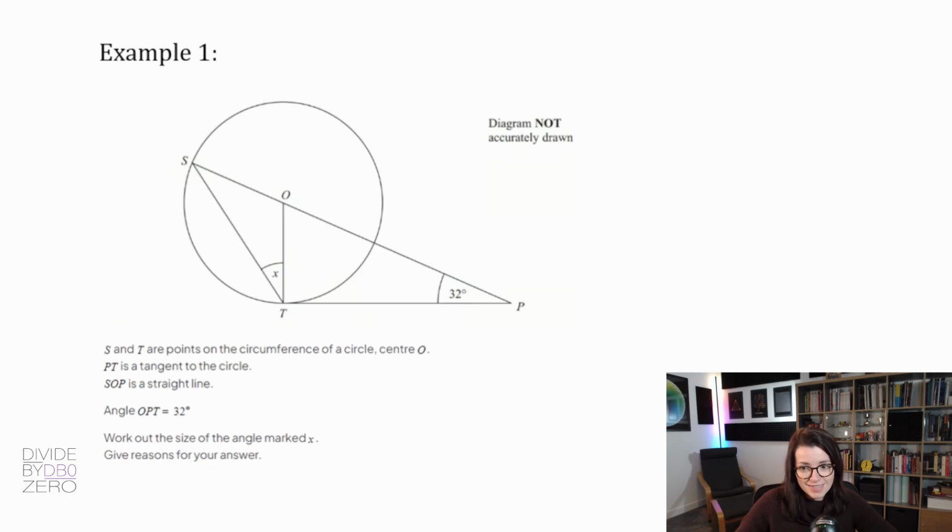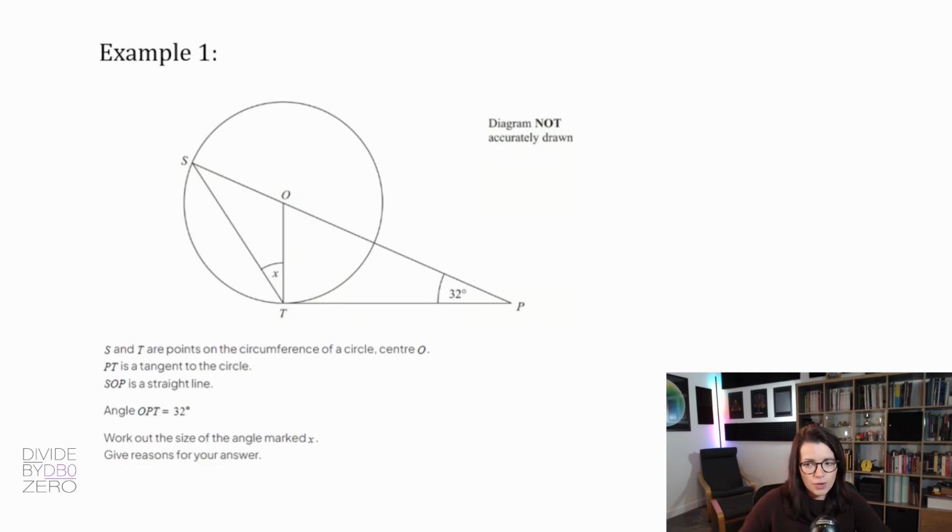Example 1. S and T are points on the circumference of a circle, centered O. PT is a tangent to the circle, and SOP is a straight line. We're told that angle OPT is 32 degrees, and we're asked to find the size of the angle marked X. Each stage of our answer is going to require a reason. That's really important, to give reasons as you go along.